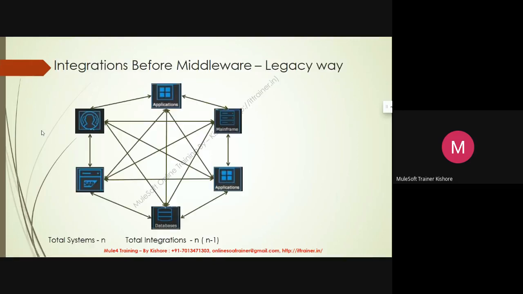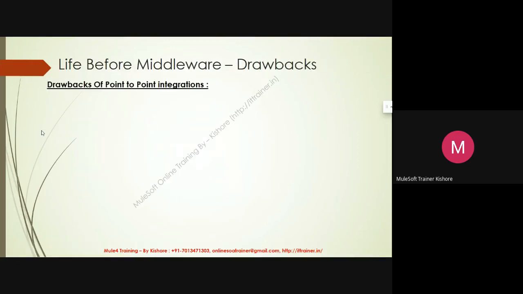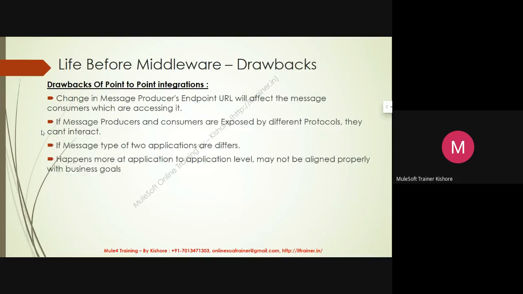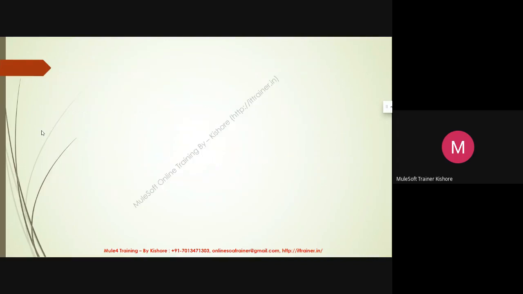So that is the drawback of point-to-point integration. A change in one endpoint URL will affect the consumers which are accessing it. Like this we will have different drawbacks of point-to-point integrations.